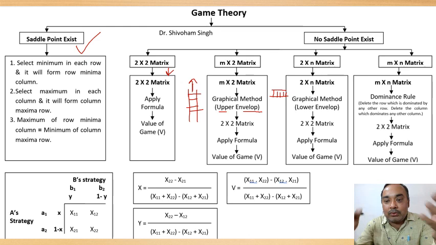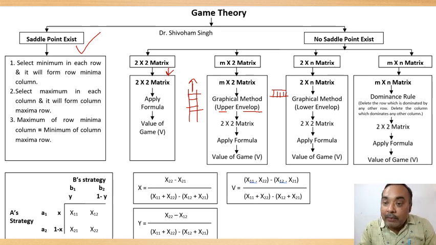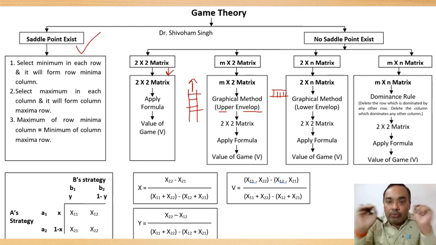Apply the graphical method to convert that matrix into the form of 2 by 2. In case of m by 2, we go for the upper envelope, and in case of 2 by n, we go for the lower envelope. And if there are m rows and n columns, that means an m by n matrix, then simply go for the dominance rule. Now briefly, how are we going to check the saddle point?